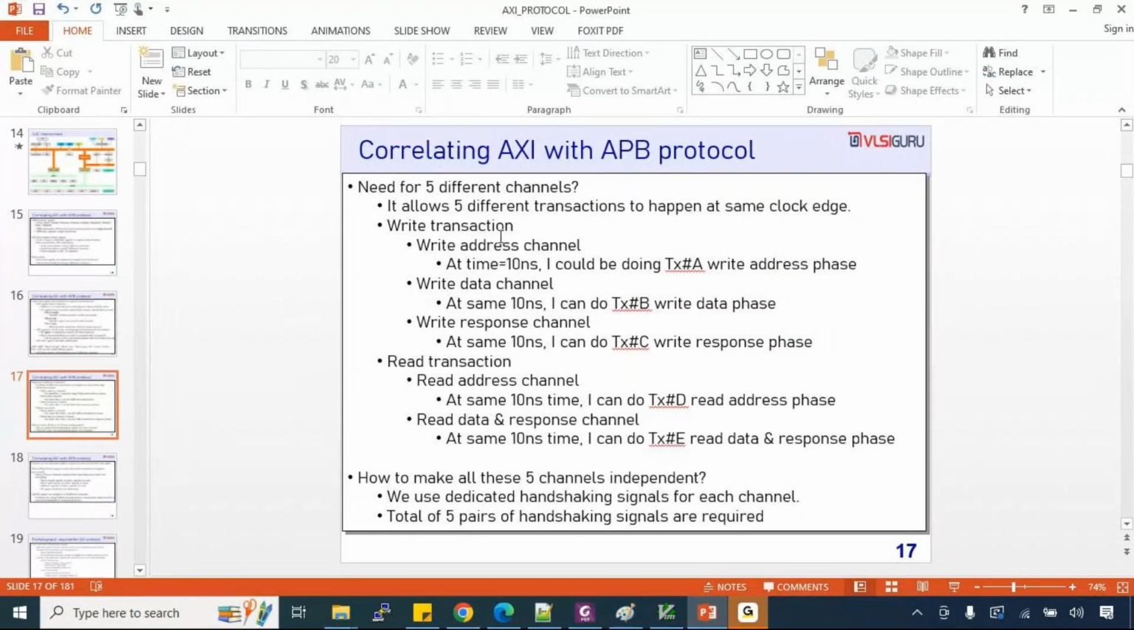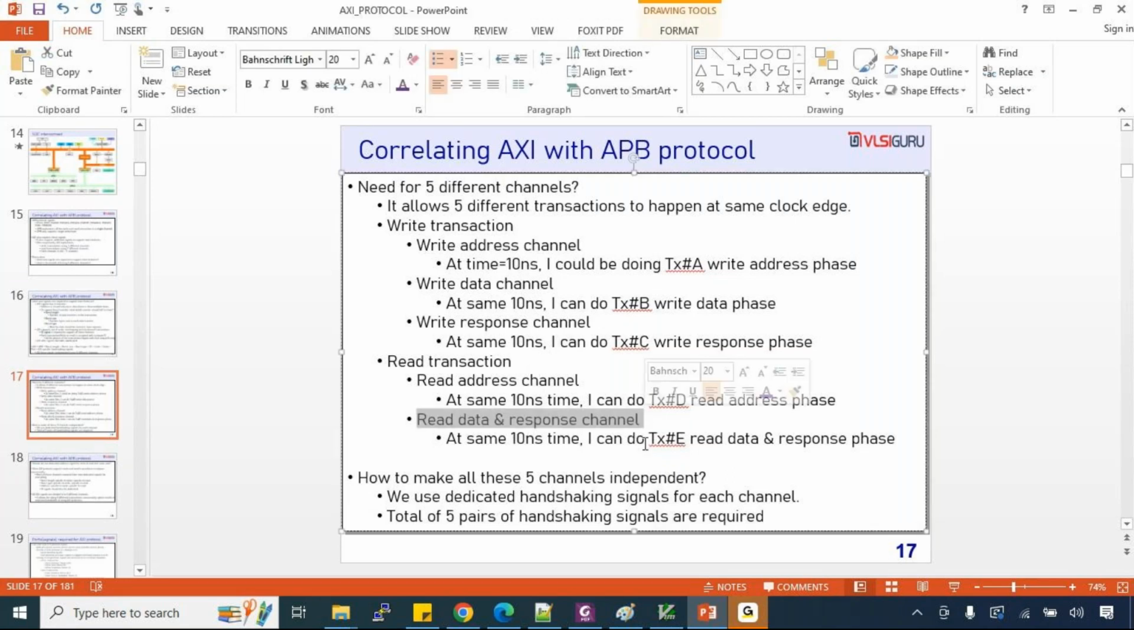Write transaction is implemented using 3 different channels. What are those channels? Write address channel, write data channel, and write response channel. Read transaction is implemented using 2 different channels, read address channel and read data and response channel. One question will come: why 3 here, 2 here? The thing is, they merge these two channels into one. In the read data and response channel, you see, write has data and response separately, whereas in read, data and response are merged into a single channel. Why they have merged, we'll discuss as we go forward.